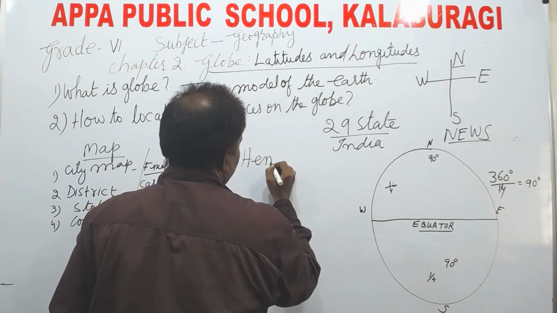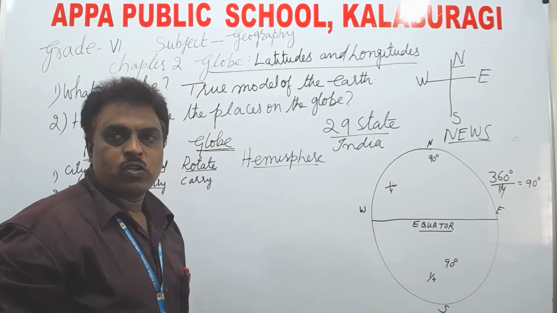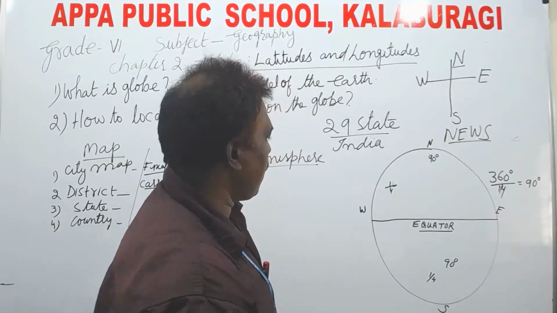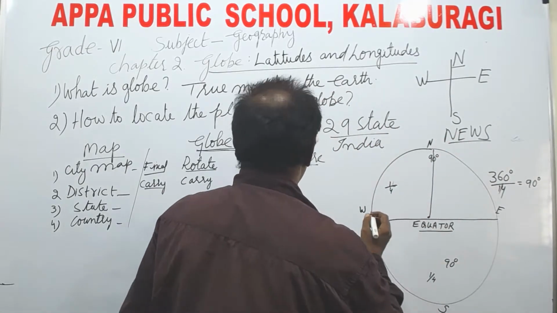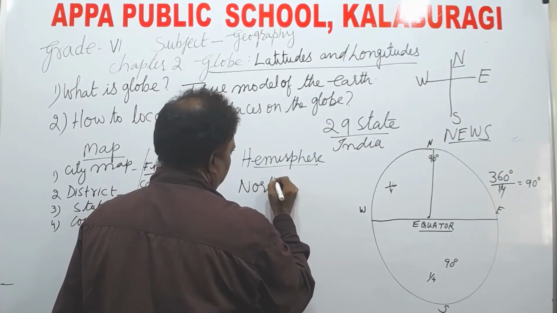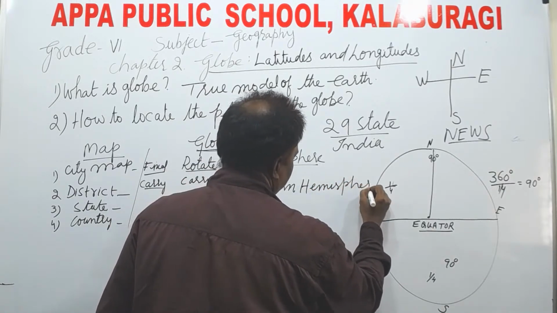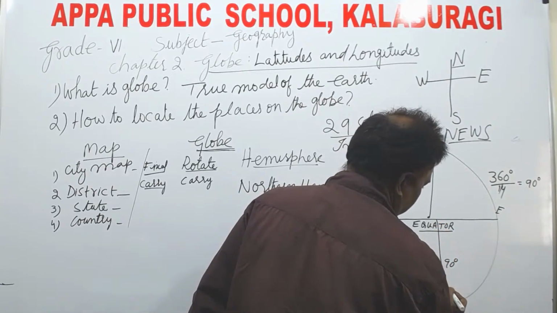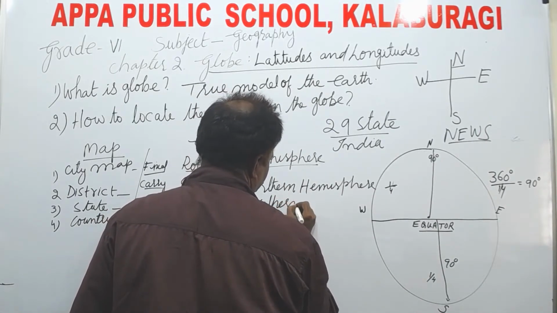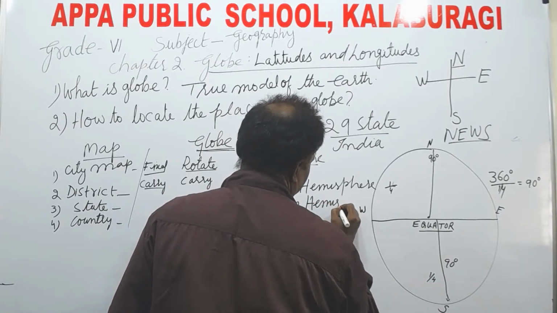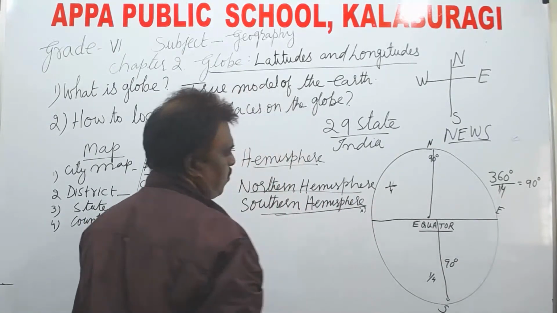For the globe, we have two hemispheres, northern and southern. From here, from 0 degrees to this side, whatever place is occupied is called the northern hemisphere. And this side toward the south is called the southern hemisphere. So know about the northern hemisphere and the southern hemisphere.